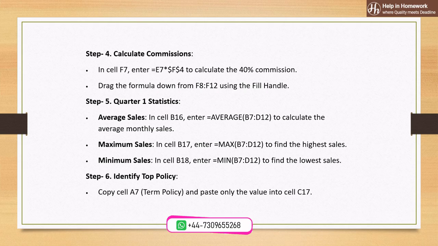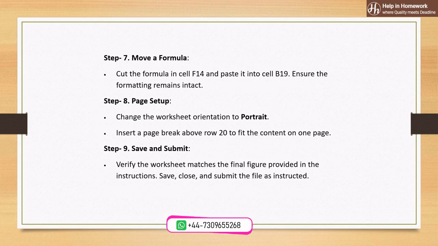Step 6. Identify top policy. Copy cell A7, term policy, and paste only the value into cell C17. Step 7. Move a formula. Cut the formula in cell F14 and paste it into cell B19. Ensure the formatting remains intact.